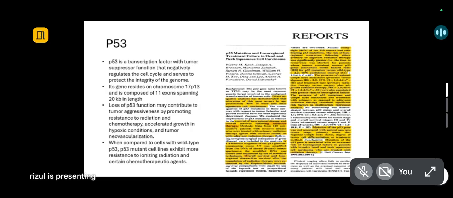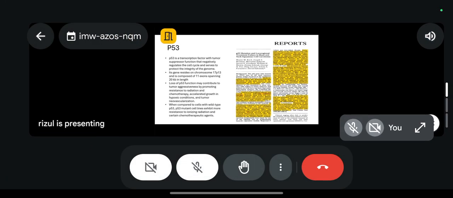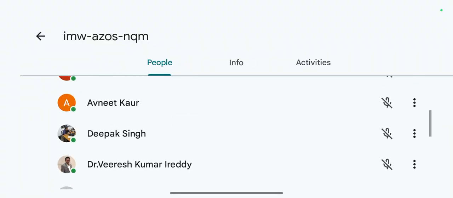In this study, they showed that mutation of the P53 gene was not associated with patient's age, sex, tumor stage, primary tumor site, or regional lymph node status. The conclusion was that mutation of the P53 gene is associated with an increased risk of locoregional failure in patients with invasive head and neck cancers, which need to be treated with adjuvant RT.